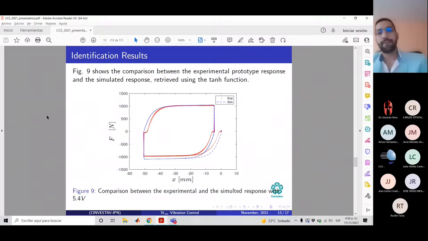To see the results very well, the figure shows the comparison between experimental and simulated response with 5.4 volts on the magnetorheological damper. We can see the hyperbolic tangent function representing the hysteresis phenomenon. From the obtained results, it is clear that the estimated response is close to the experimental values, obtaining a reasonable parameter estimation.